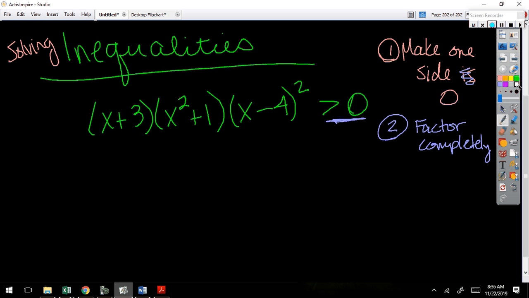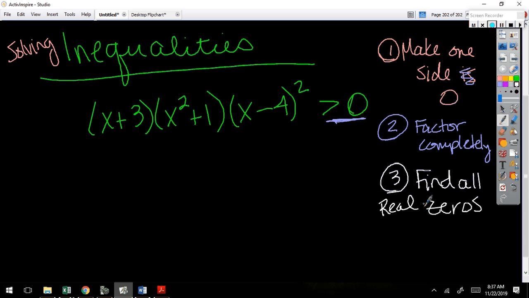Now. Find all zeros. Nothing new here, right? Nothing that we haven't done. We've made things equal zero. We've factored completely, and we have found zeros. This one's nice because it's already factored completely for me. What I should say is not find all zeros, find all real zeros. Because imaginaries, I'm not really going to worry so much about imaginaries because I'm thinking about on the graph where it's crossing the x-axis. So if I find one and it's imaginary, I'm just going to throw it away.